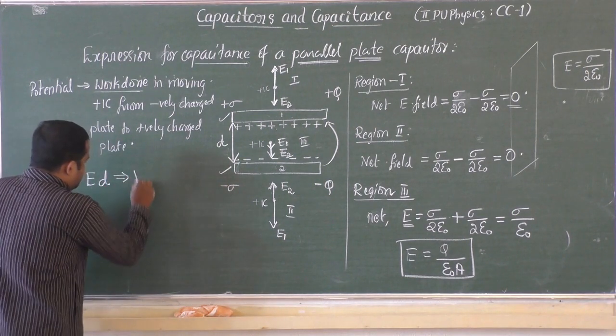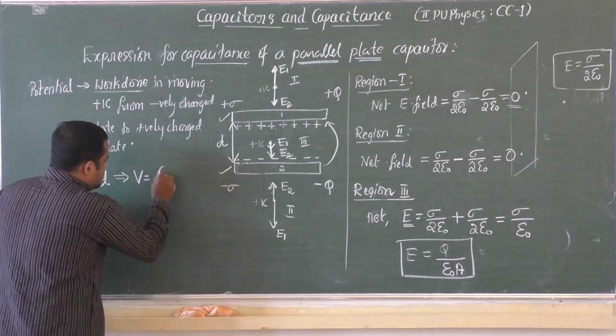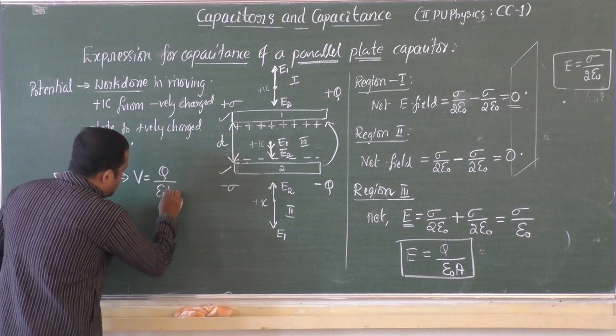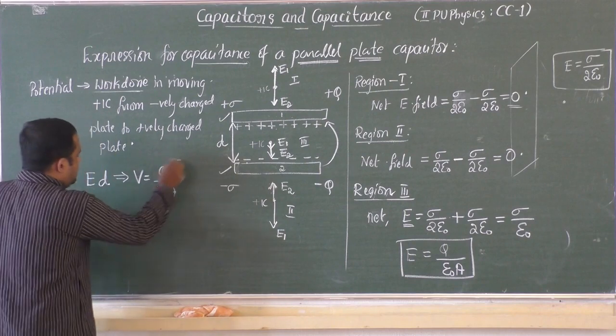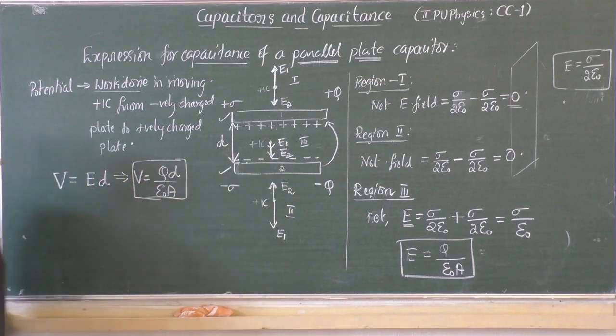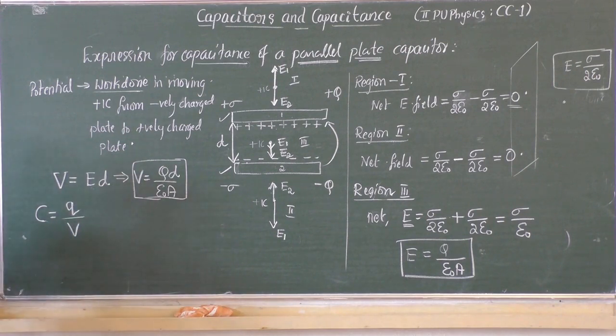So V is equal to, now what is E? Q divided by epsilon naught A. So Q divided by epsilon naught A into D, electric field into D. So V is Q D divided by epsilon naught A. Now we know that capacitance of a system or device is the ratio of magnitude of charge to potential, Q divided by V.